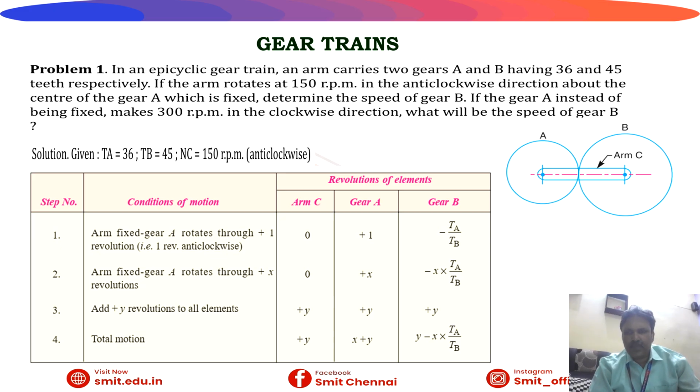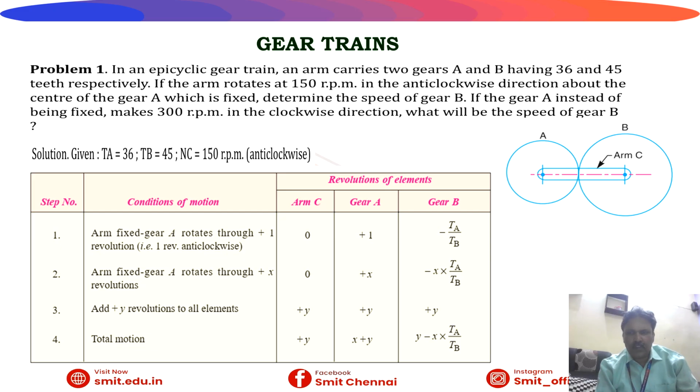Here is the diagram. We have two gears, A and B, fixed with the arm C. The given data: TA equals 36, TB equals 45, and NC equals 150 rpm, in the anticlockwise direction. Every time we are going to make an assumption. There are 4 steps. The first step is arm fixed, gear A rotates +1 revolution, that is anticlockwise.